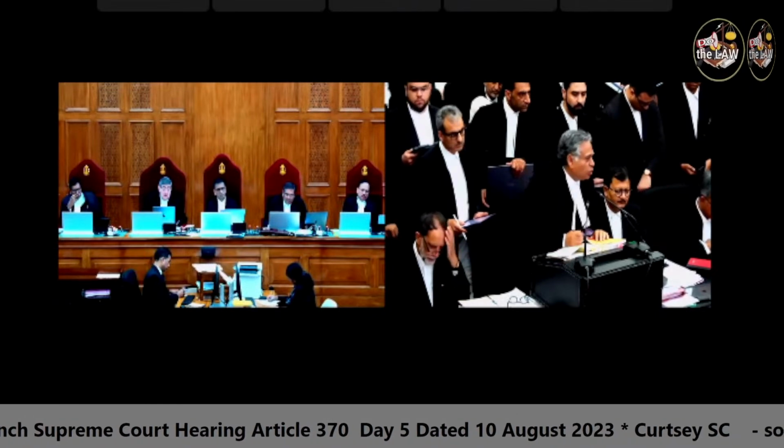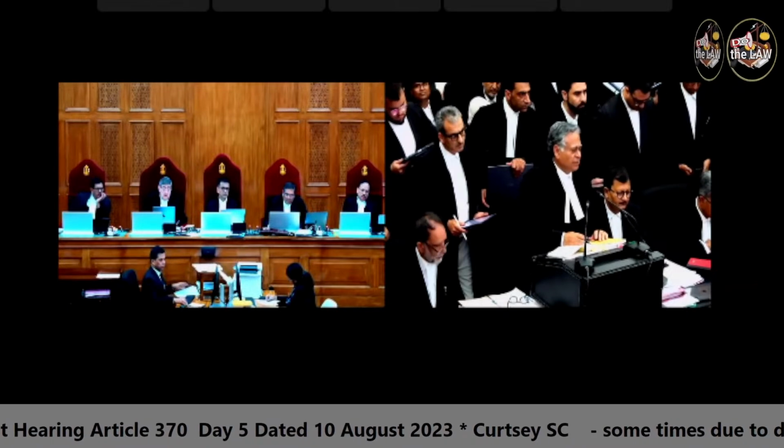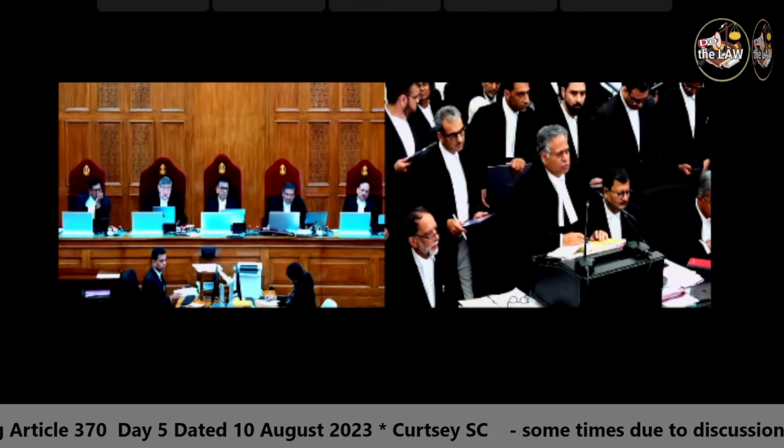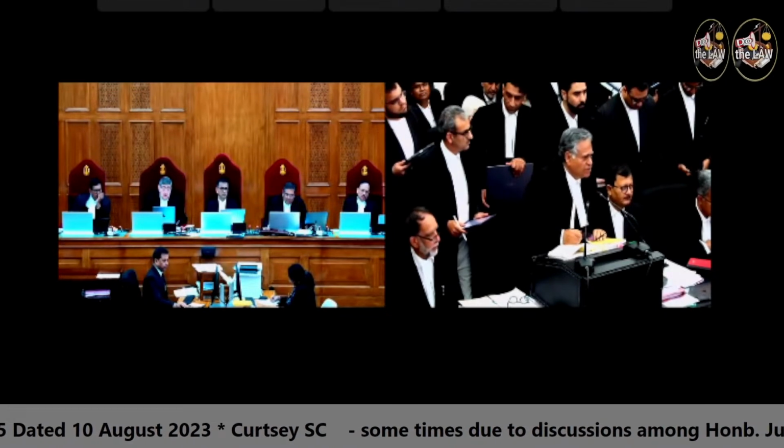Whether such a provision also exists for the states, where they can request the President of India that you apply this constitution to us with such kind of modifications, or it is not possible for the legislature to say so.